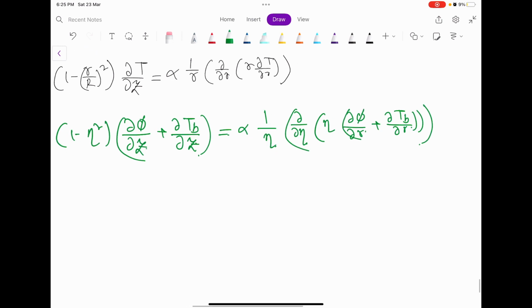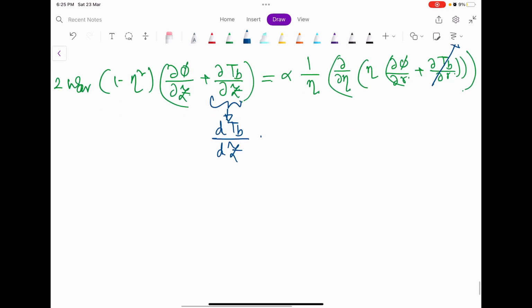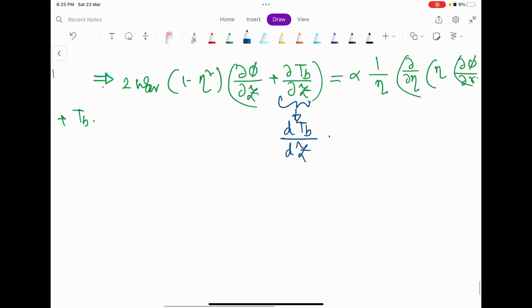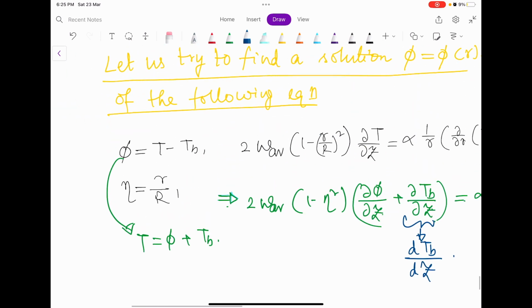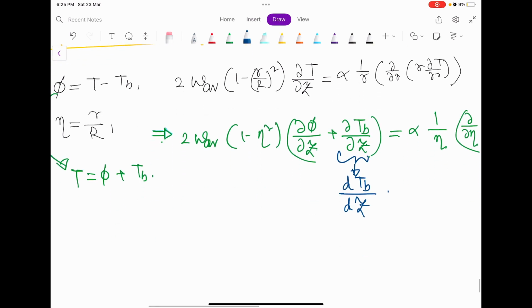Now you see that Tb is already averaged over r, so del Tb del r is 0, and here Tb is already averaged over r, so del Tb del z is nothing but dTb dz. Now can we find this? So dTb dz we will find later, but now can we find a solution phi equal to phi of r only? So we are trying to solve it.